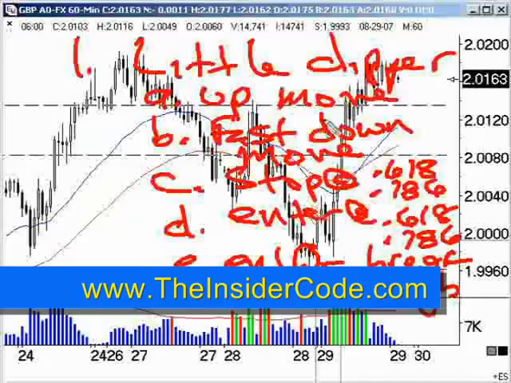Okay, now you might want to pause this and write all this down. So we have a little dipper, which means we need the market in this case to move up. We need to see the market move down quickly. We need to see that the market stops at the 618 or the 786. Then we can look to enter at the 618 or the 786, or we can enter on the break of the high.